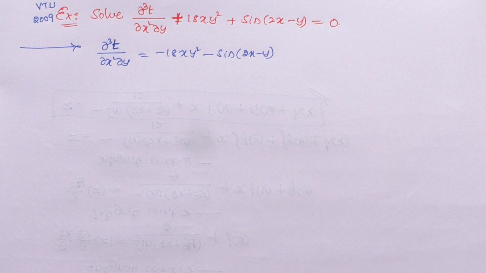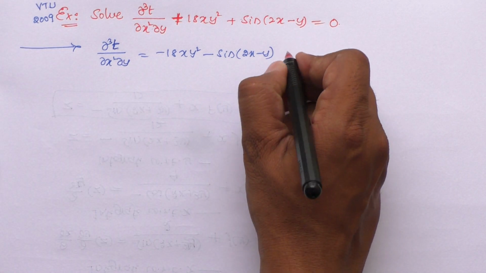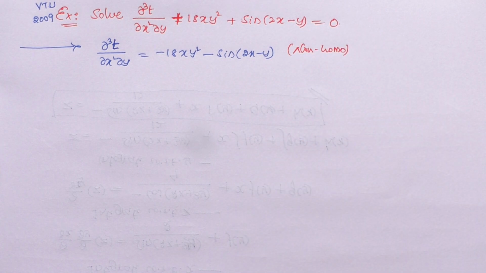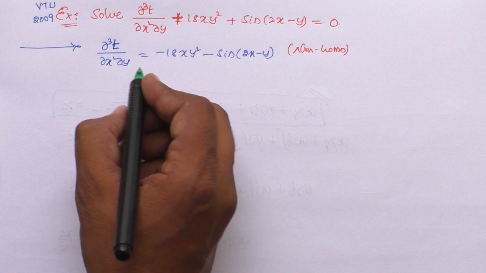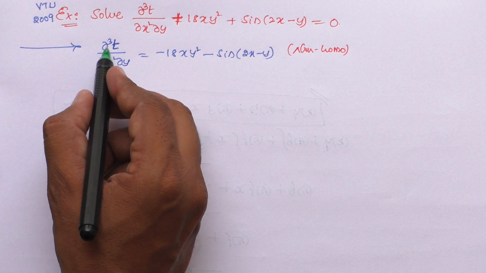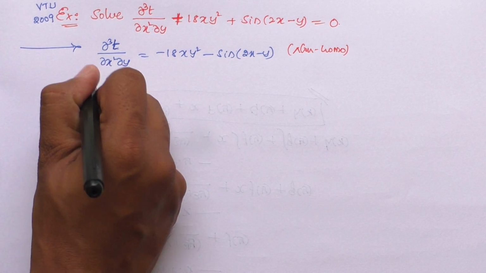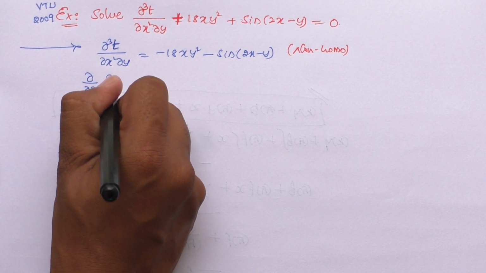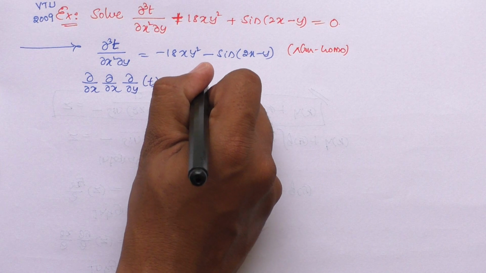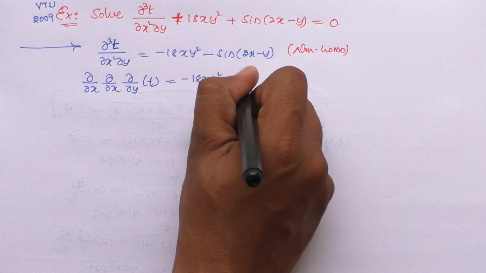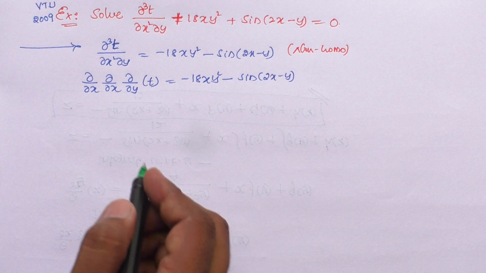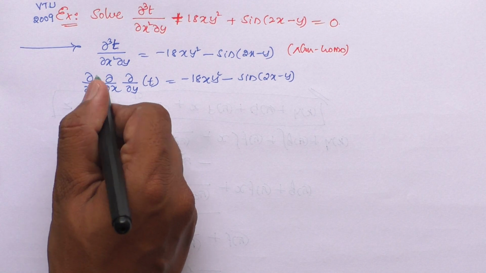So t is dependent on x and y, where the dependent variable t is there and also it is having x and y. That's why we can name it a non-homogeneous PDE. In case of non-homogeneous, we know how to solve it. If non-homogeneous is there, we go for direct integration. So for that, remove the differential operators. So ∂³t/∂x²∂y can be written as ∂/∂x, ∂/∂x, ∂/∂y of t, that is equal to minus 18xy² minus sine(2x minus y). So this is the term.